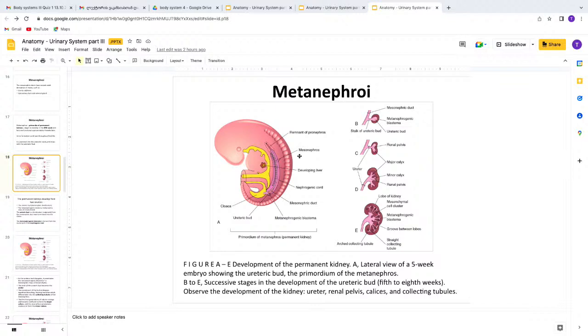So it is together. However, it is divided. This one is dark pink, like the nephrogenic cord. And inside we're having the mesonephric duct, and it is of the mesonephron, like these smaller kidneys.